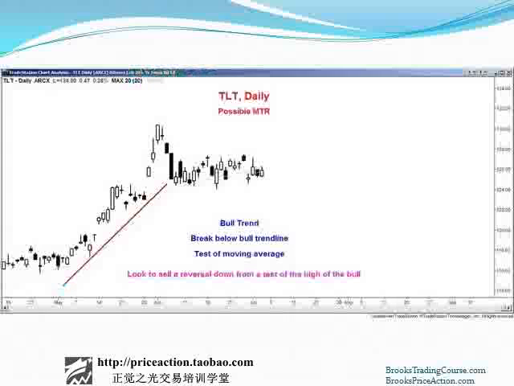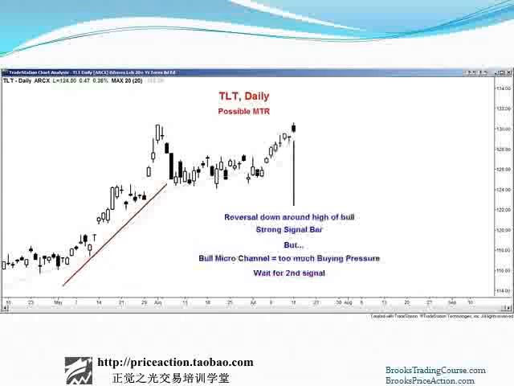Here's the daily chart of TLT. The market's clearly in a bull trend and had a very strong bear spike, and then it went sideways for about 20 bars or so. So it broke the trend line by going sideways. It tested the moving average, and traders can look to sell a reversal down from a test of the high of the bull trend for a possible major trend reversal. Here we have a rally, and we tried to reverse here, but below a bull bar, and after 5 or 6 bars up, I would not take that short.